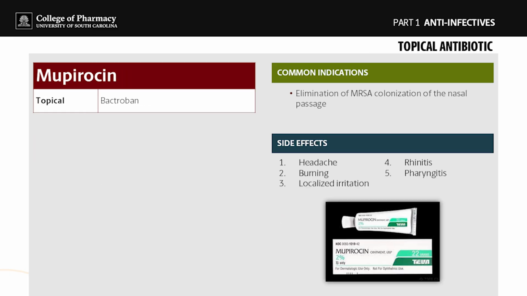So let's look at some topical antibiotics. One of them is Mupirocin, the generic name for the brand name Bactroban, which is topical. And this is indicated for the elimination of MRSA colonization of the nasal passage. Some of the side effects would be headache, burning, localized irritation, rhinitis, and pharyngitis.